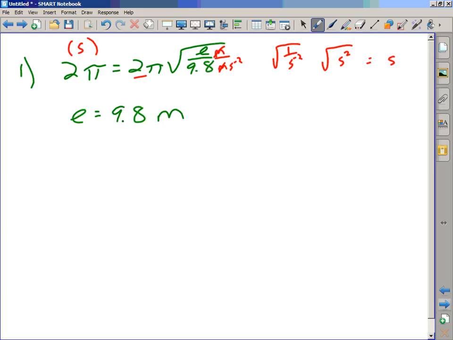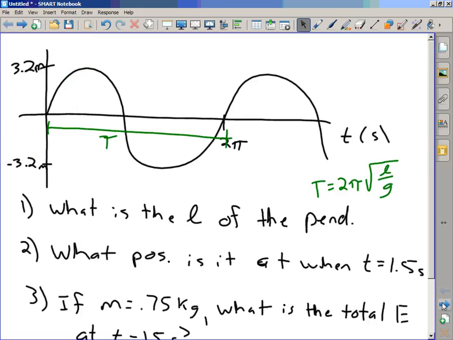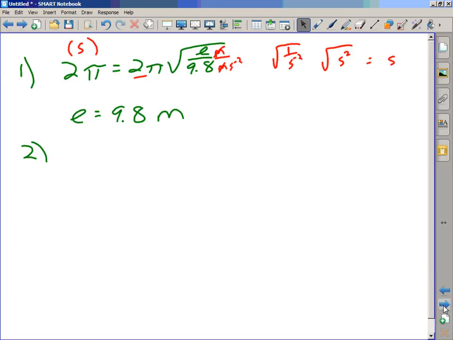Number 2 asks us for what is the position at t equals 1.5 seconds. Is this a sine or cosine graph? This is a sine graph, so we're going to use x of t, the position according to that time, equals amplitude x naught sine omega t plus phi. Do we need the plus phi part? No. What is phi? Phase shift. Yeah, perfect. Phase shift. And this starts at the exact same normal spot. There is no phase shift.